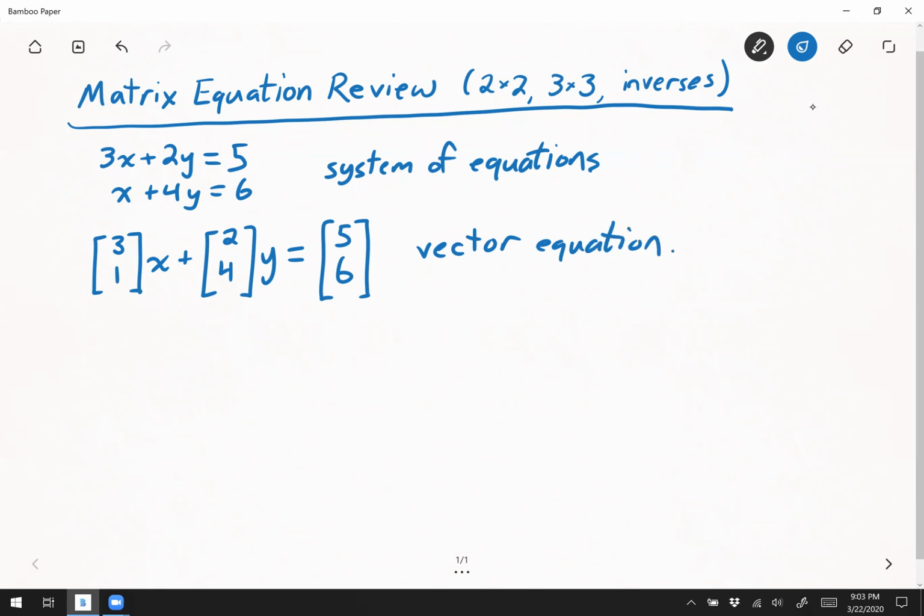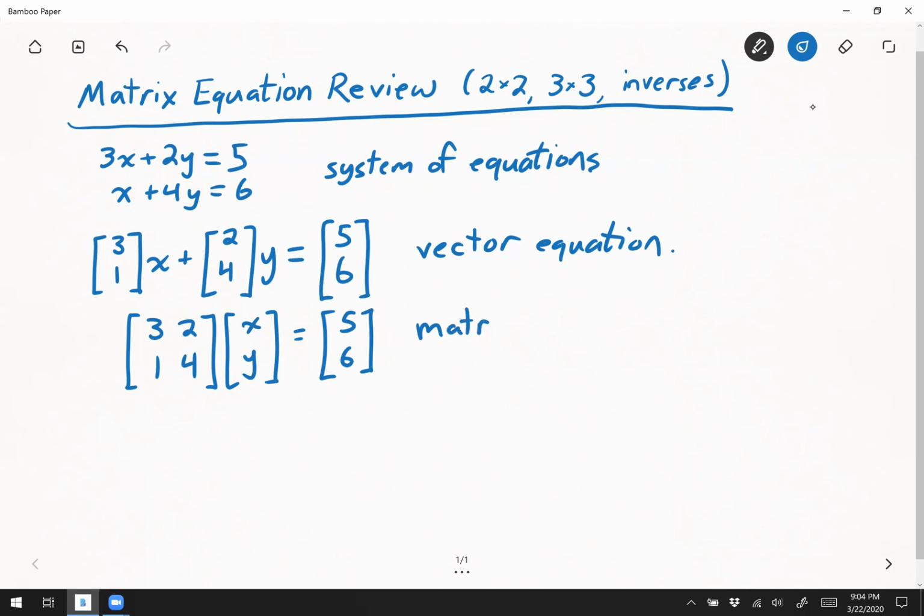We can go even further in grouping our numbers. We can group together all of the coefficients, 3, 2, 1, 4, group all the variables into a vector, x, y, and the constants, 5, 6, and when we write the equation in this form, we would refer to it as a matrix equation.